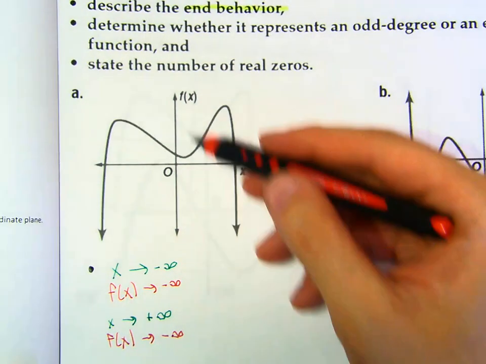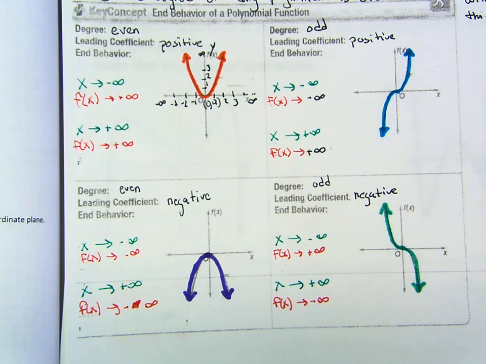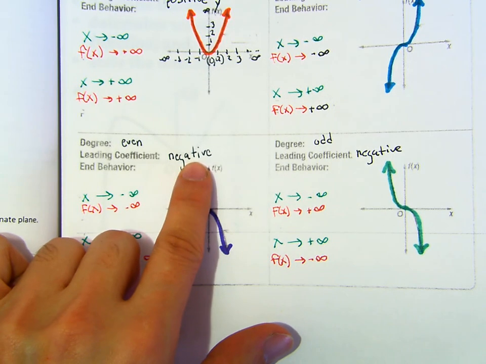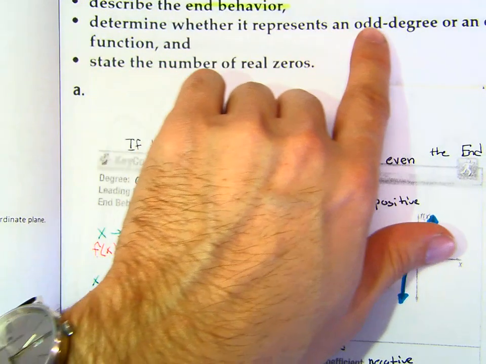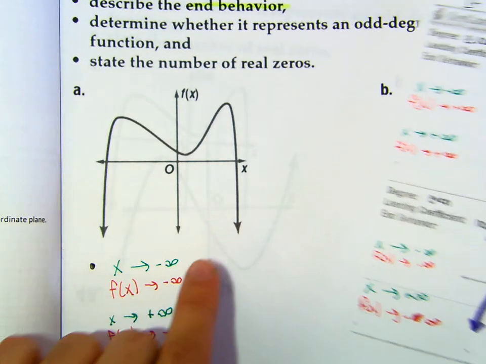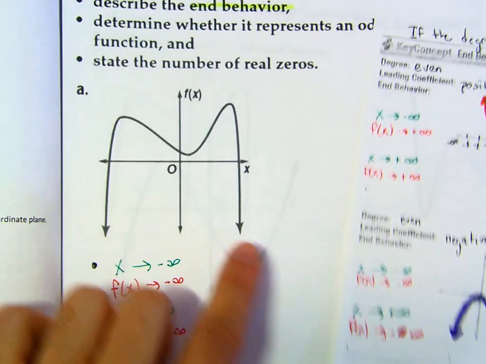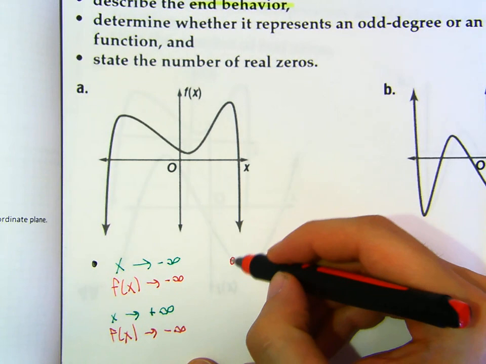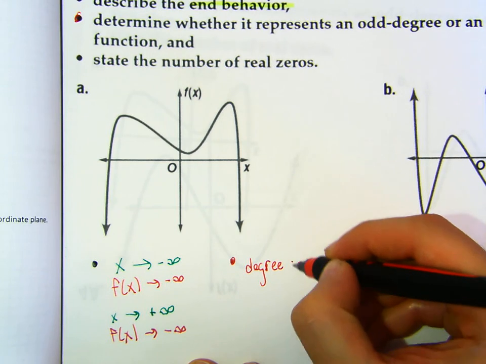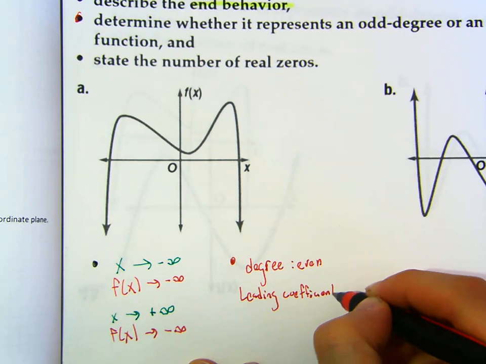And notice that this graph will match one of these graphs over here. Notice that this one is the same as even negative. So look at number 2. It says determine whether it represents an odd degree or an even degree polynomial. This polynomial must be even negative because the arrows at the end, you see these arrows are both going down. So the degree has to be even and the leading coefficient has to be negative.